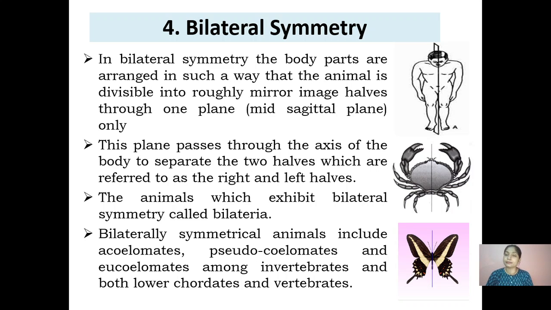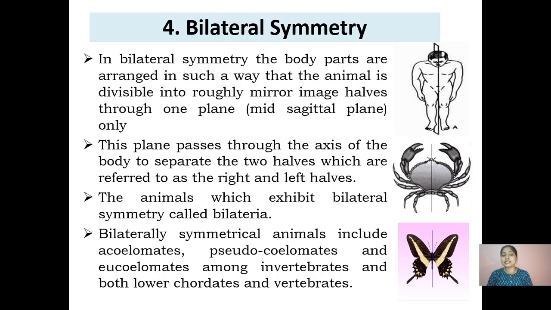The next symmetry is bilateral symmetry. In bilateral symmetry, the body parts are arranged in such a way that the animal is divisible into roughly mirror image halves through one plane, that is mostly the mid-sagittal plane. This plane passes through the axis of the body to separate the two halves which are referred to as the right and the left half. So when the body is cut into two halves, we are getting exactly two halves, that is right and left half. The animals which exhibit bilateral symmetry are called bilateria.